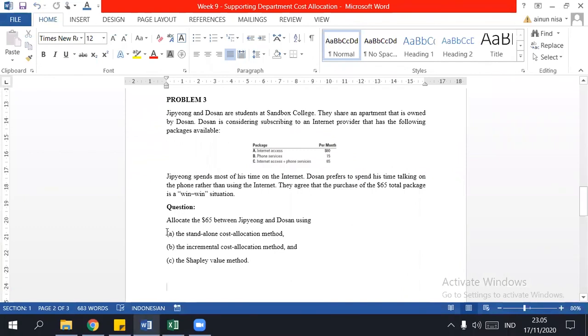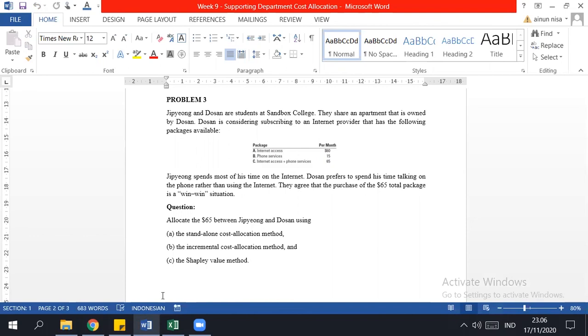Jipyong and Dosan are students at Sandbox College. They share an apartment that is owned by Dosan. Dosan is considering subscribing to an internet provider that has the following packages available. Jipyong spends most of his time on the internet, while Dosan prefers to spend his time talking on the phone. They agree that the purchase of the $65 total package is a win-win situation. The question is, allocate the $65 between Jipyong and Dosan using the standalone cost allocation method, the incremental cost allocation method, and the Shapley value method.